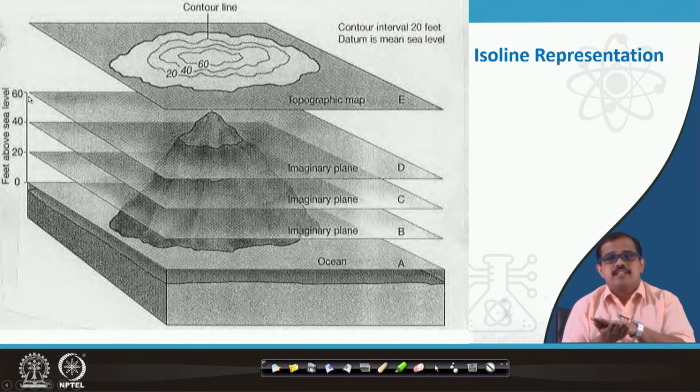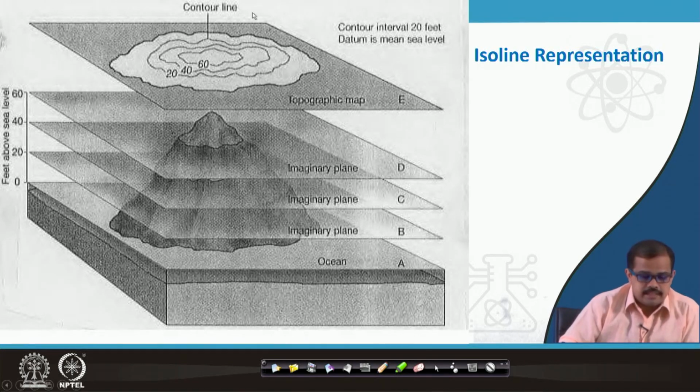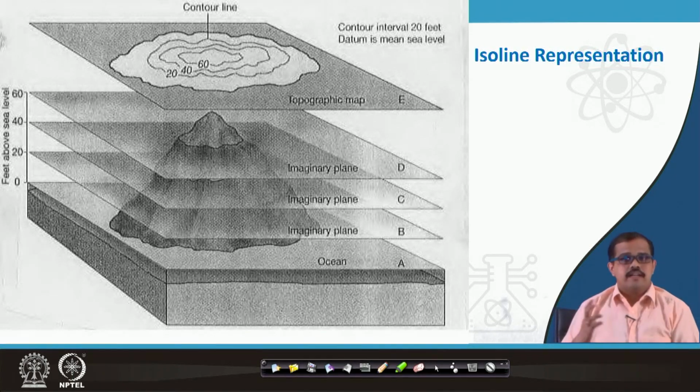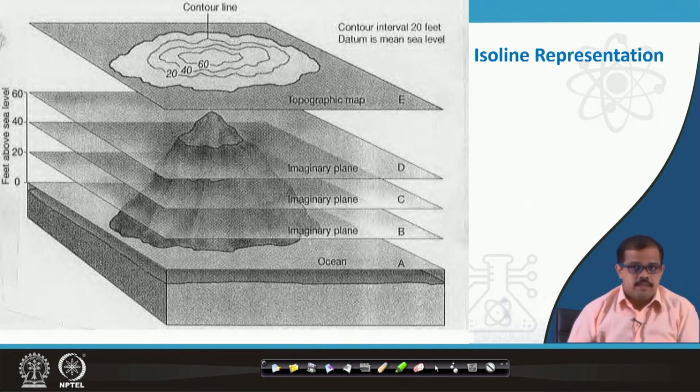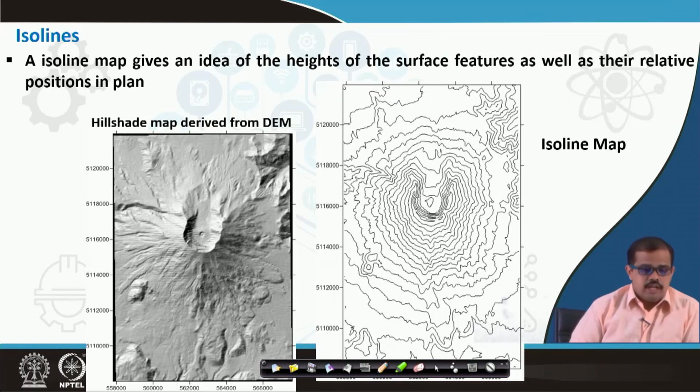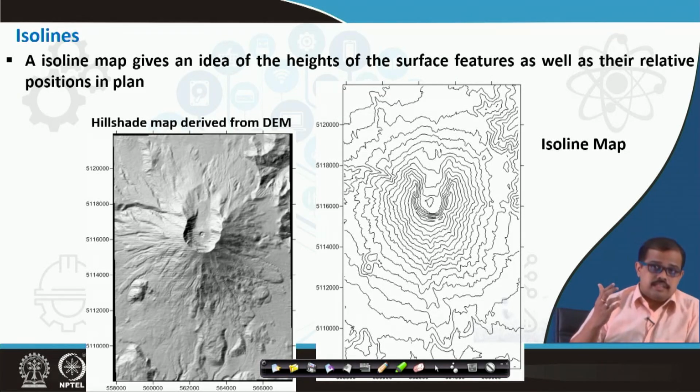The same is represented in a topographic map something like this. You have a topographic map here with 20, 40, 60. You can see these lines never crisscross each other and represent the same elevation on the map. That is why we call it an isoline. So, this is how we represent an isoline. What we have seen here is that the isoline interval is 20 feet, and the datum is mean sea level. It also gives an idea of height, that is why we use an isoline.